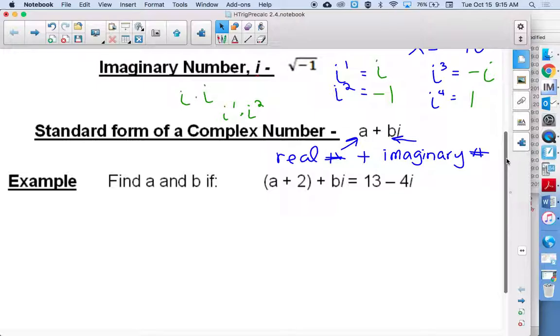The first one wants you to find A and B. So in parentheses, we have this quantity A plus 2, and then we have plus BI equals on the other side 13 minus 4I. And we're just supposed to find the variables A and B. Don't make it overly complex. How would you find A and B?